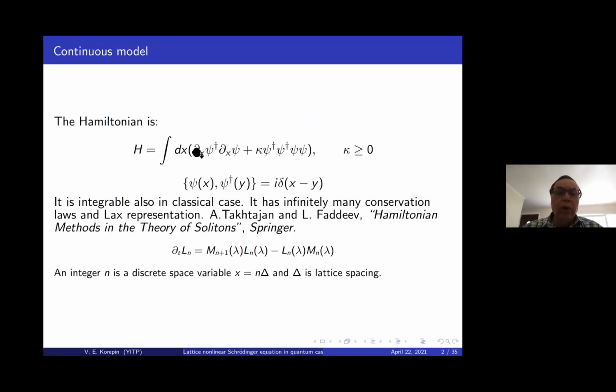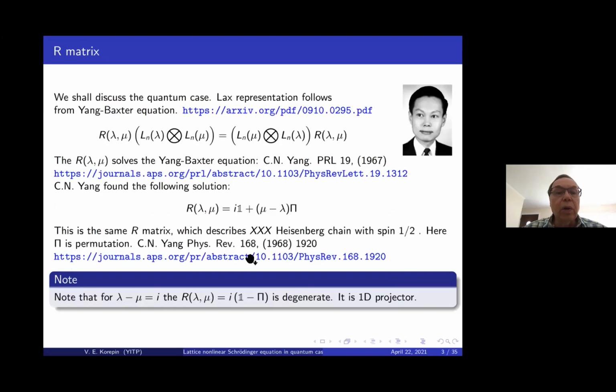So we're going to discretize X. Instead of continuous X, we shall introduce n, which is an integer number, and delta, the lattice step. And that's the Lax representation on the lattice. Time is still continuous, but space became discrete, and that's the way the Lax representation looks on the lattice. So let's go to the quantum case. In the quantum case, the Lax representation actually follows from the Yang-Baxter equation.